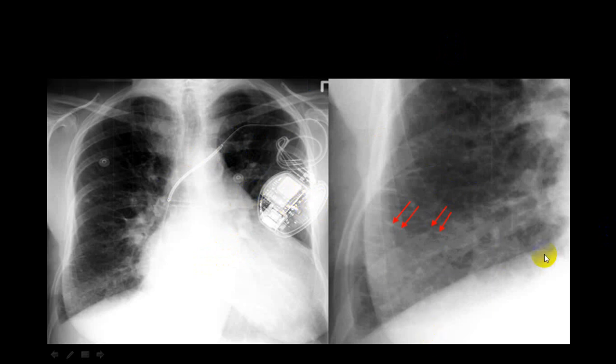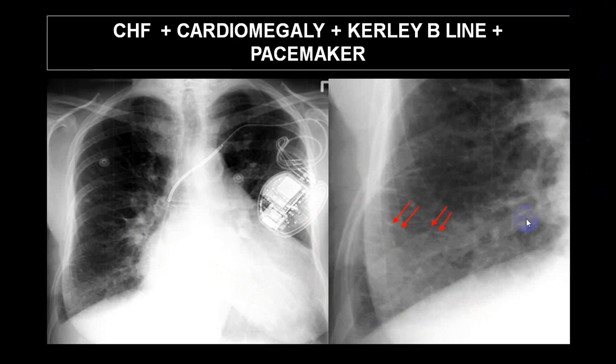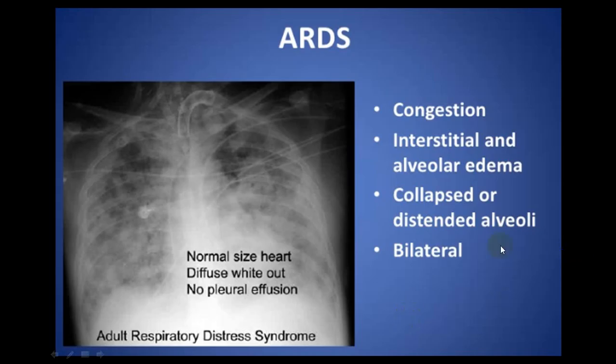So that is being there, and some of the times this particular person is having what we call CRT devices, resynchronization devices. So that can be utilized in a person with failure. So this is CHF, there's a cardiomegaly, Kerley B line with a pacemaker. And this pacemaker is having ICD facilities. So this looks like a congestive heart failure.